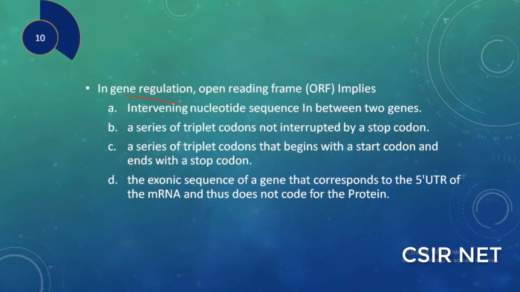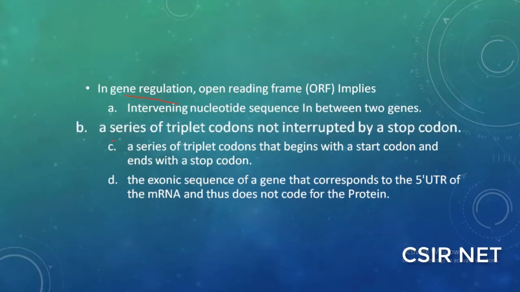ORF, which is open reading frame, is implied for what? Read the options carefully. In exams you will have such options which will make you confused. Read carefully. And the answer is B, a series of triplet codons not interrupted by a stop codon. Next question.